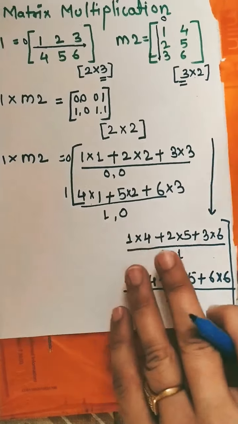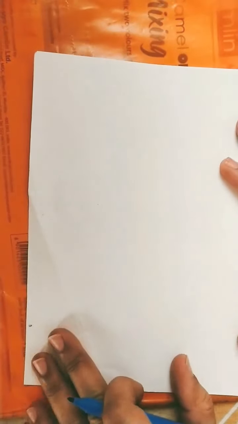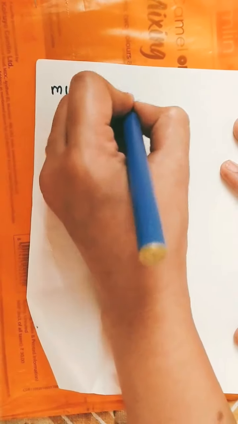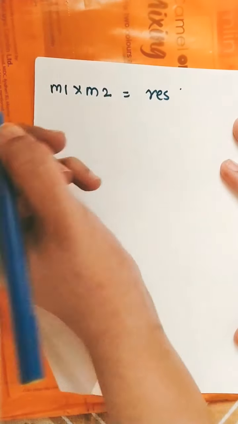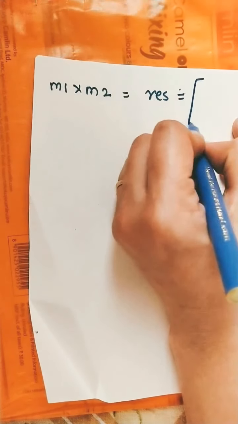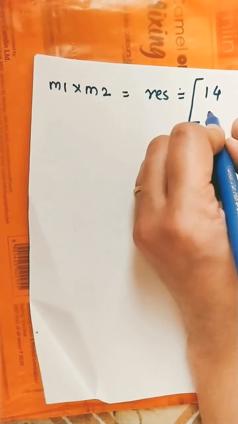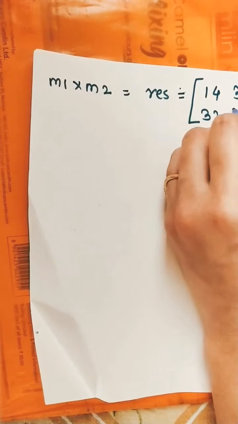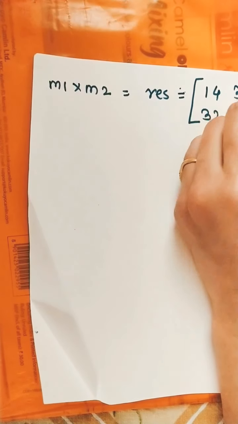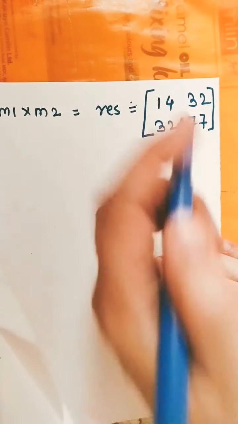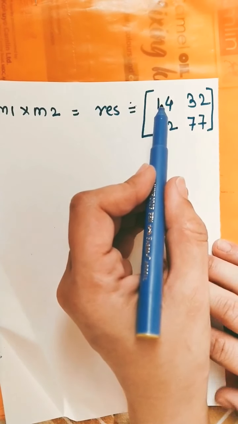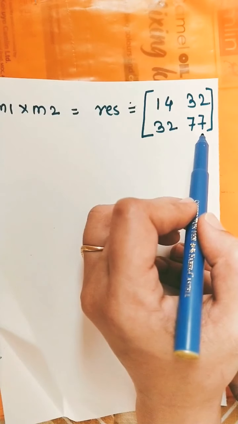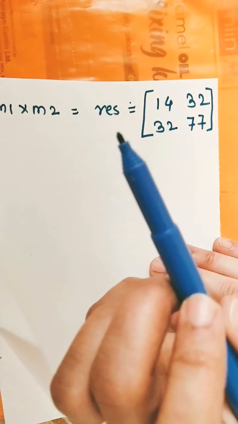After this, let's say our resultant matrix is RES. After calculation, we directly get the values: 14 at the 0th position, 32, 32 and 77. So this is our resultant matrix.